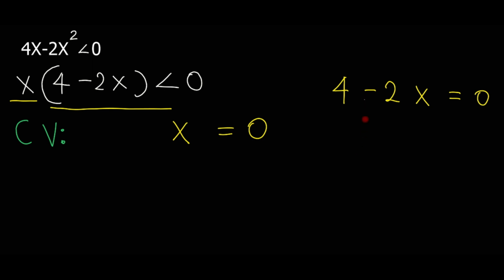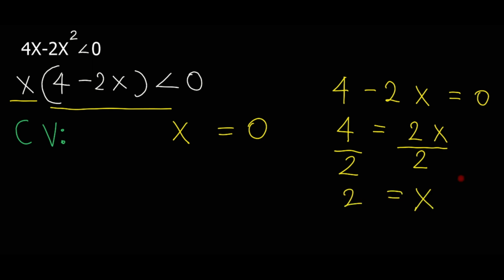And then from there, because we want to solve for x, ka isha minus 2x to the other side. And then ka bala 4 is equals to 2x. And then from there, ka divide both sides ka 2. So 4 divided by 2 is 2. So our critical values ke x is equals to 0 and then x is equals to 2.